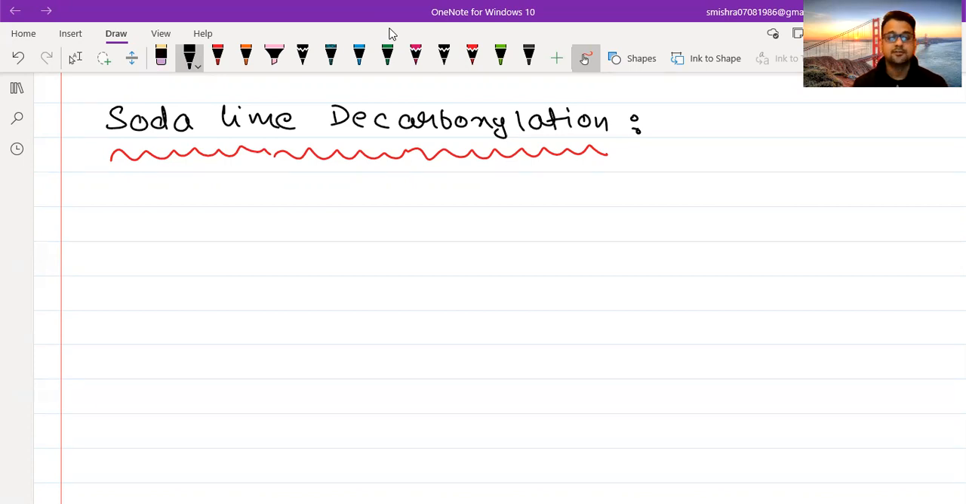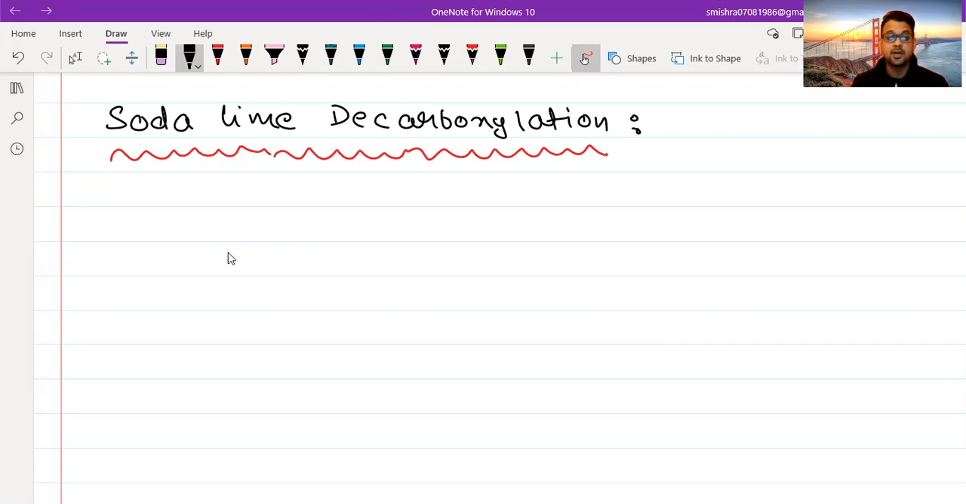Okay? So the first set of reactions with which I'm going to start is heating effects. I'm particularly starting with heating effects because this is one of those types of reactions which are not given in a very crystallized manner in any of the textbooks. Okay? So let us start with the first type of heating effect, which is a very important reaction of organic chemistry, known as soda lime decarboxylation.